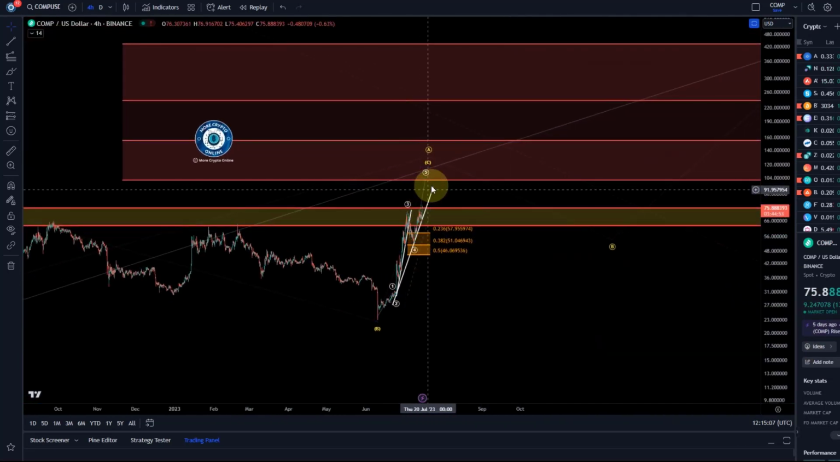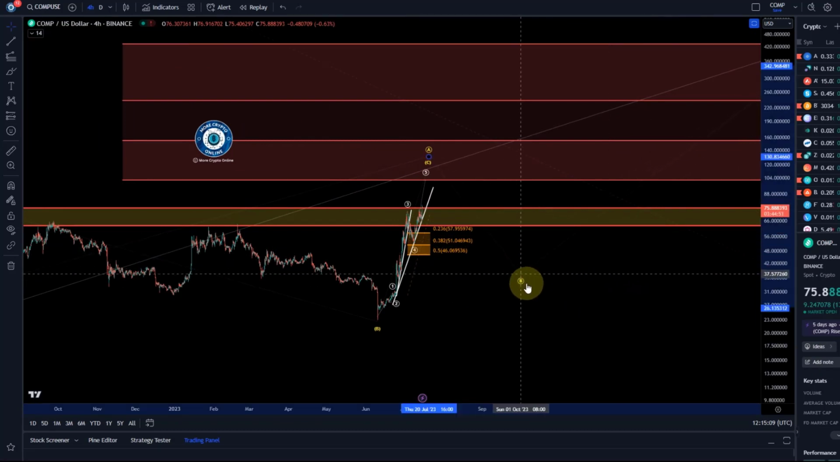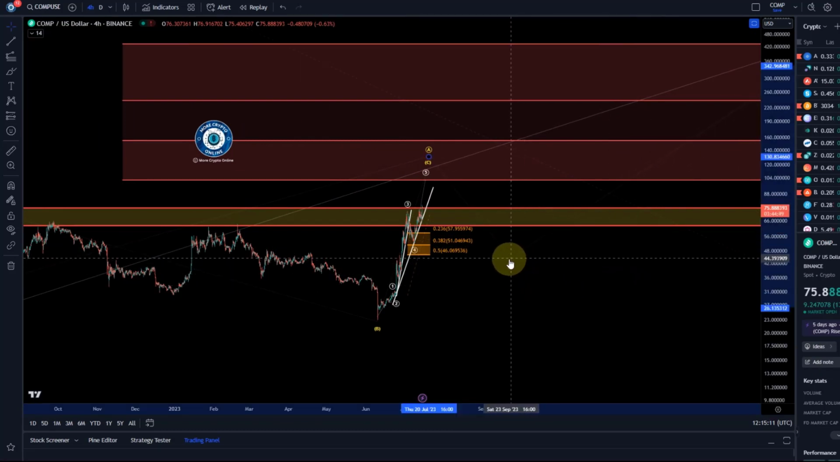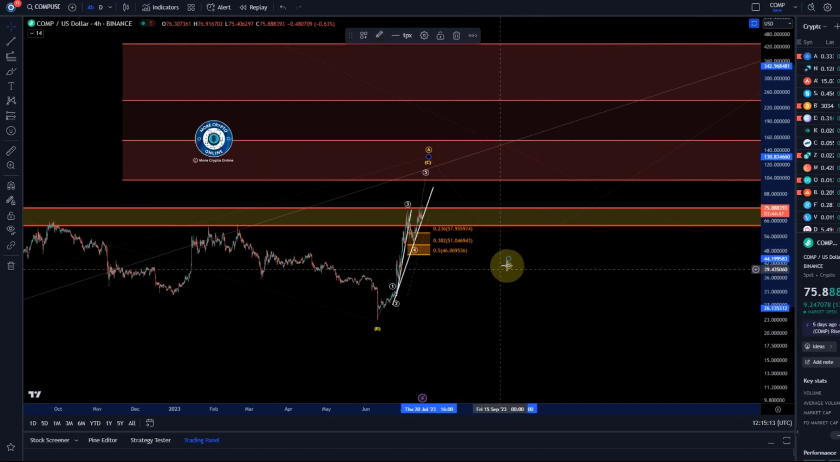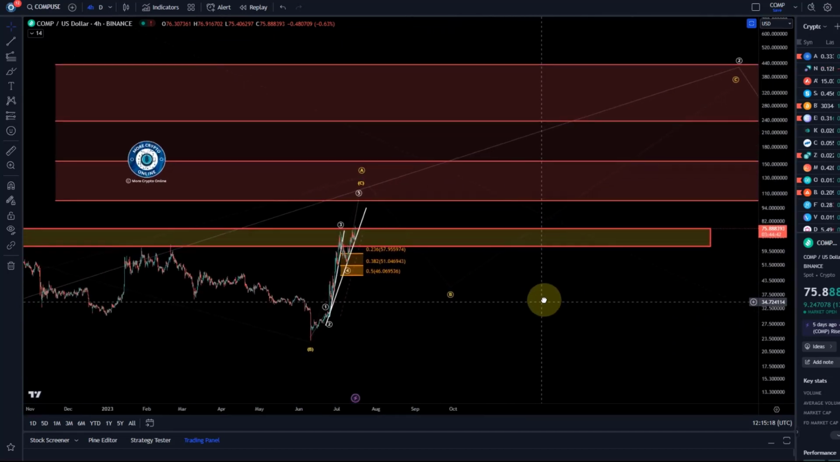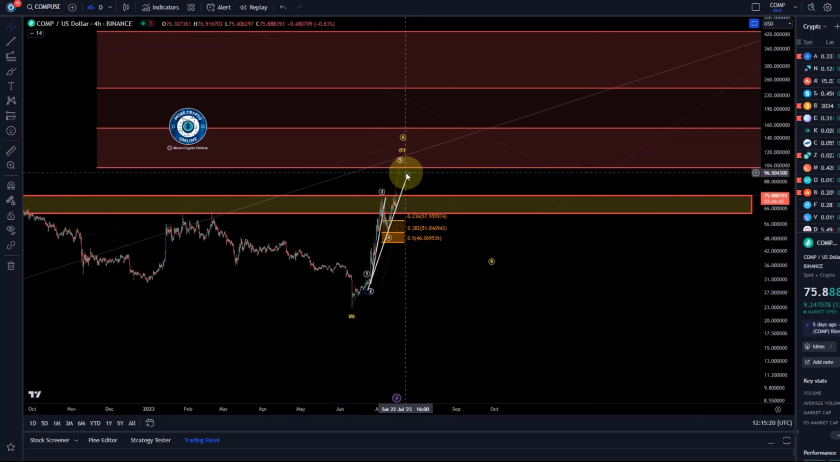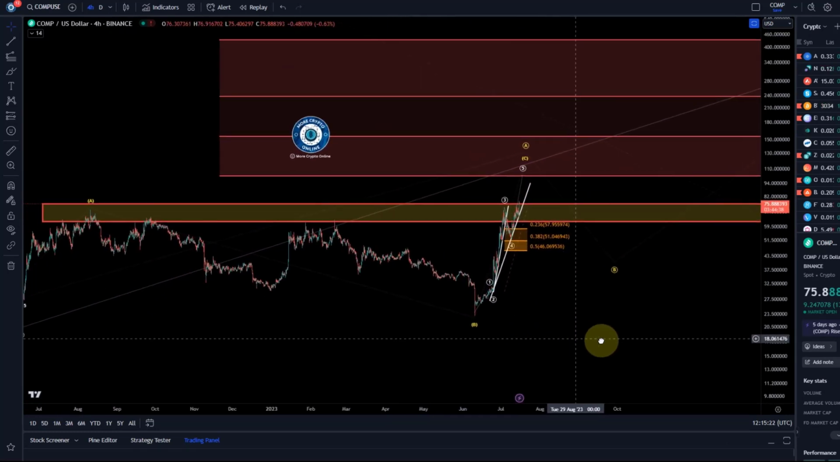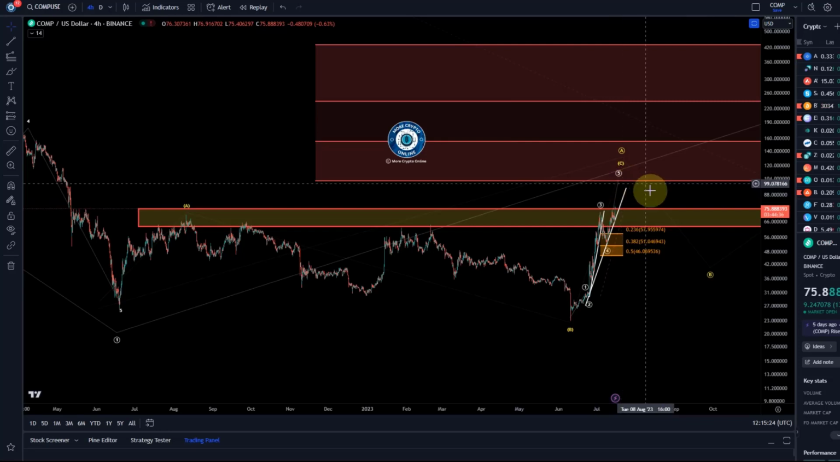So after this 5th wave, it could be that we come down in a B wave. B waves are really difficult to trade, so we will be able to identify a relevant support area for this to maybe trade the C wave up. But please note that after this wave 5, it could be the end. It could be, doesn't have to be.